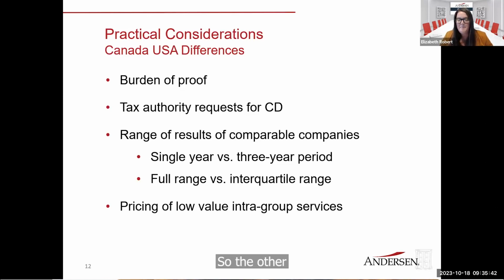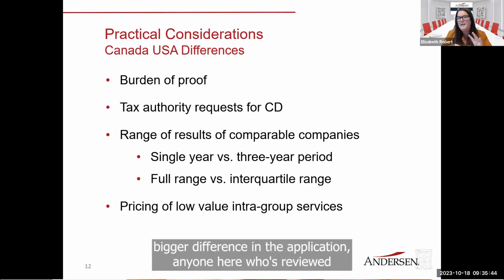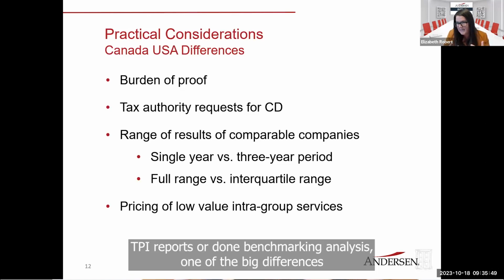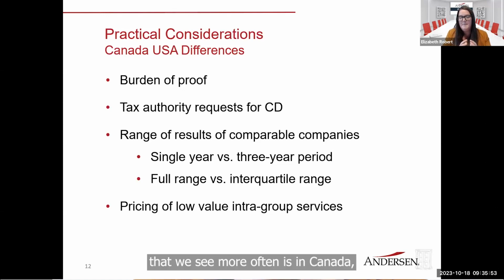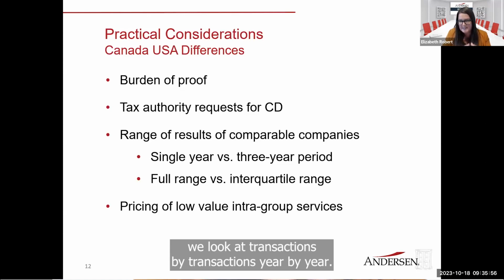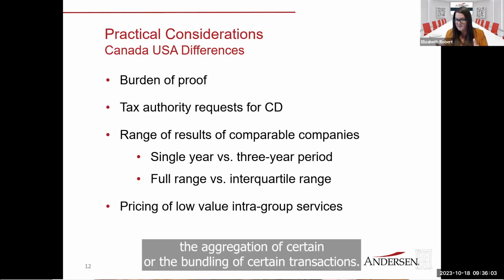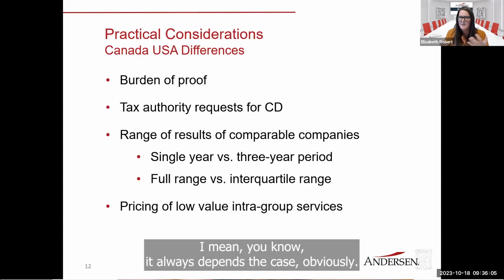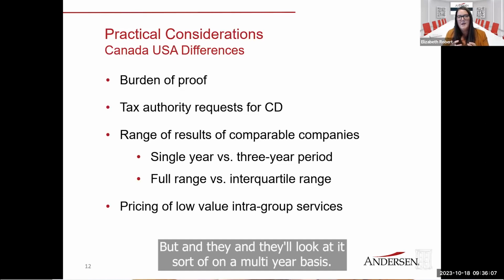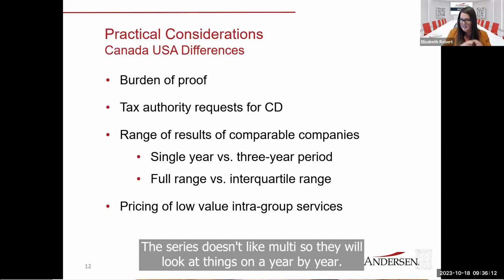So the other bigger difference in the application, for anyone here who's reviewed TP reports or done benchmarking analyses, one of the big differences that we see more often is that in Canada, we look at transactions by transaction, year by year. The IRS will allow the aggregation or bundling of certain transactions. It always depends on the case, obviously, but they'll look at it on a multi-year basis. The CRA doesn't like multi-year, so they will look at things year by year.